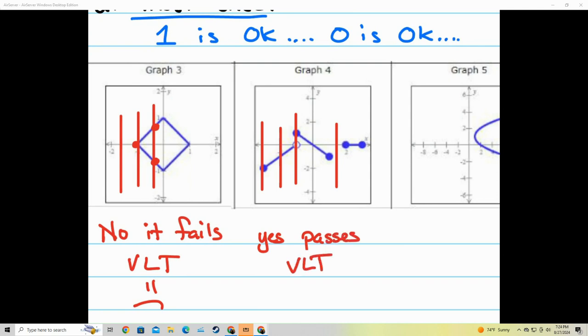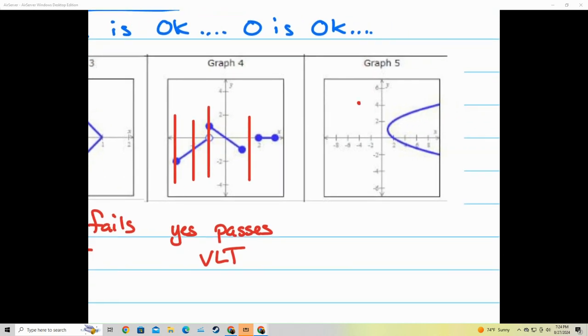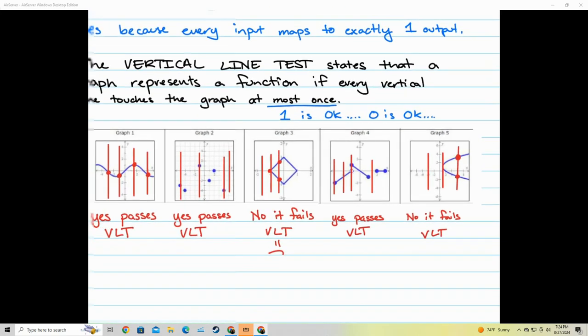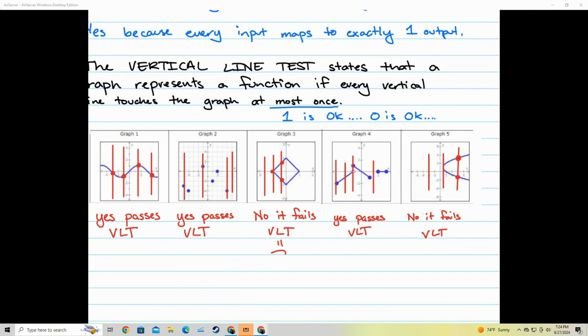Okay. All right, last one. This part's okay. This part's okay. This part is not okay. So we're going to say, no, it fails vertical line test. All right, guys, so which ones are functions? Graph number 1, graph number 2, and graph number 4 are functions. Graph number 3 and number 5 are not functions because they fail the vertical line test.